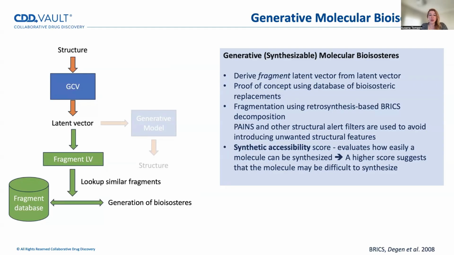In this case, the reference structure is broken down into fragments using predefined retrosynthetic rules using the Briggs method. Then a numerical representation of these fragments is derived using the CDD deep learning model and compares the numerical representations with a large library of fragments found in ChEMBL, and the model suggests bioisosteric replacements.